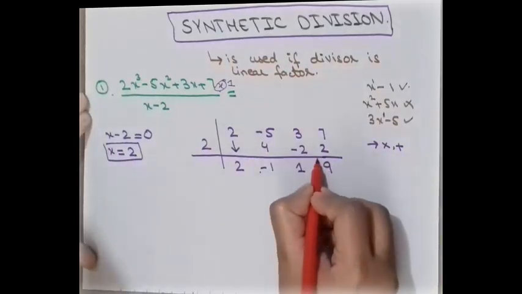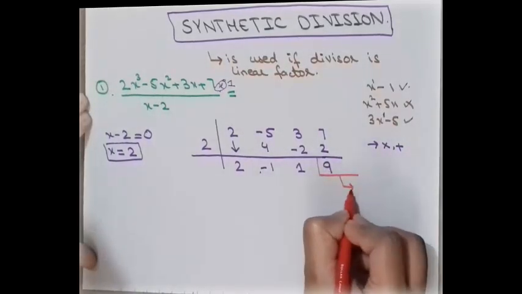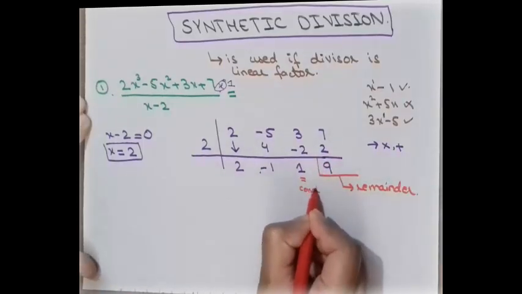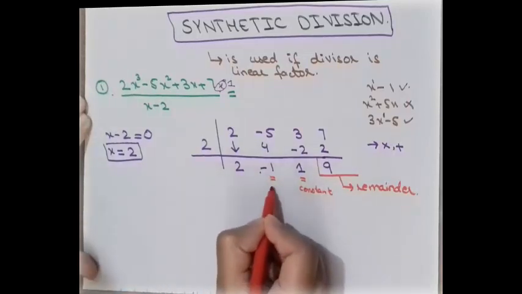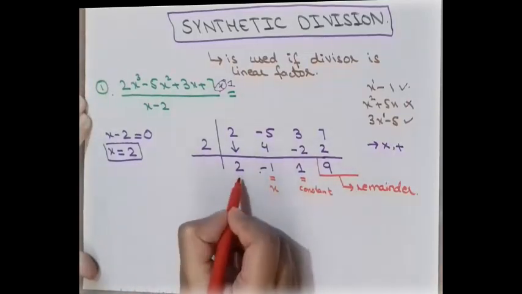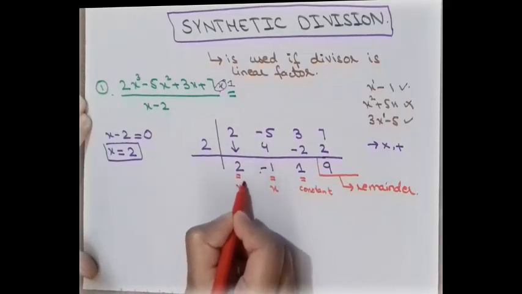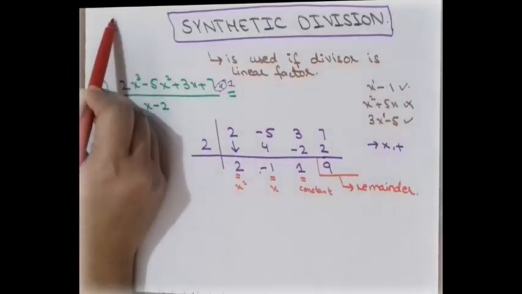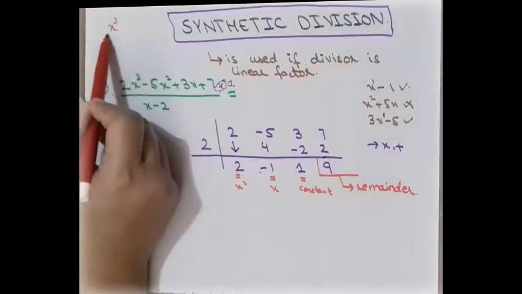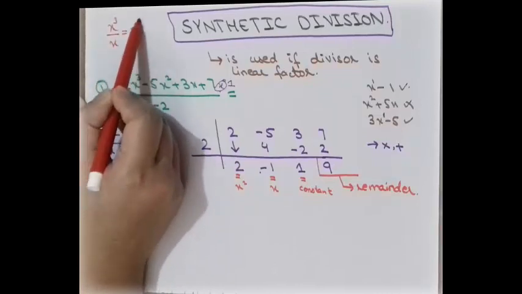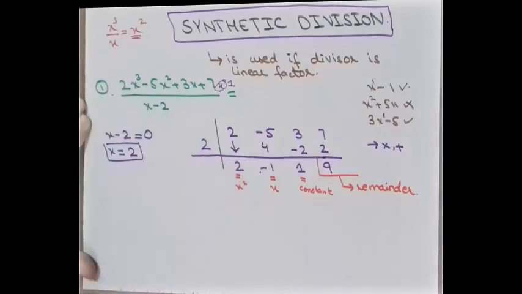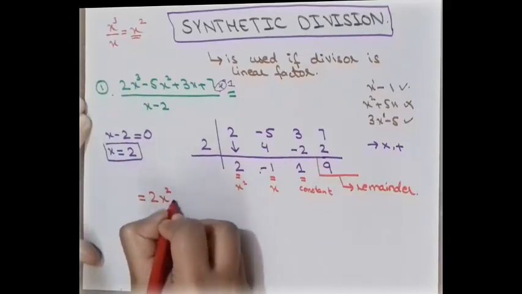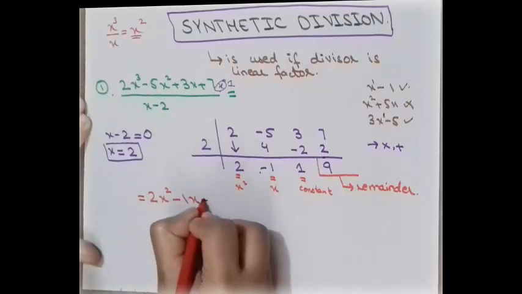The last number is the remainder. The term before it is a constant, the next is the coefficient of x, and the first is the coefficient of x square. In other words, here we have x to the power 3 and the term in the denominator is x, so we have to obtain x square. So finally we get the answer 2x square minus 1x plus 1.